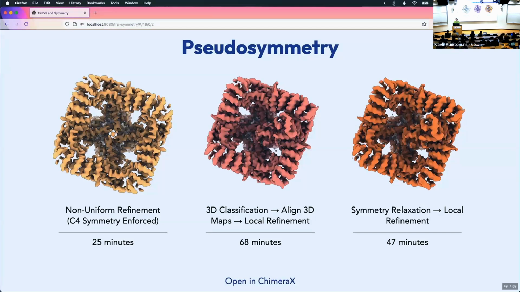My question is regarding symmetry relaxation. There are two options here, maximization and marginalization. When do you use one of those, and how do you pick which one is correct for your problem here? What's the difference? I'm going to let Michael take this one.